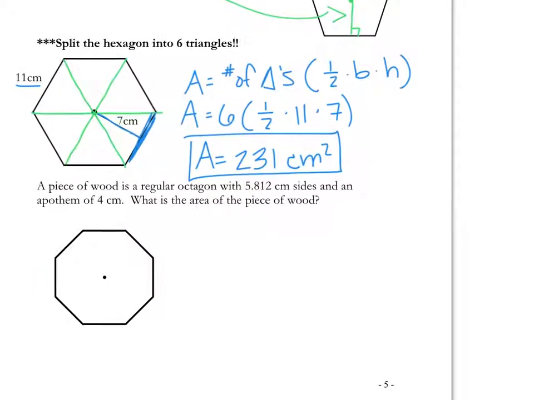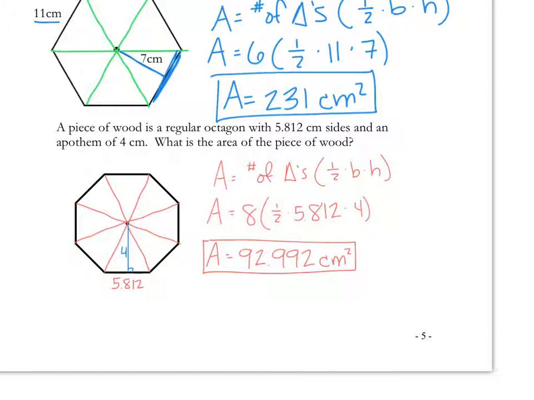So see if you guys can find the area of this wood piece, and it is a regular octagon. See if you can use this formula and set up the formula and find the area. Alright, so if I take the number of triangles, which is 8, times 1/2, and then my base would be the side length, which is 5.812. That's what it said up here. And then an apothem of 4. So I put in my apothem, that's the blue line. It's the height of the triangle. And now I just plug all that in my calculator and get 92.92.